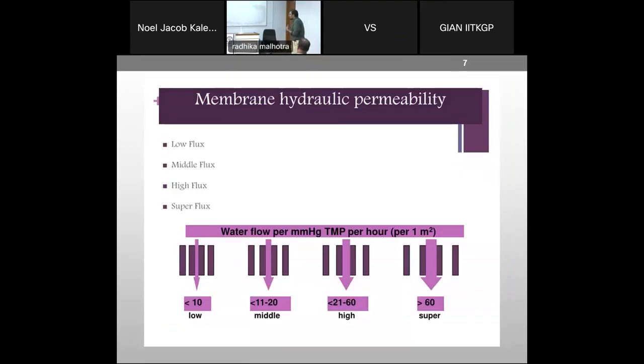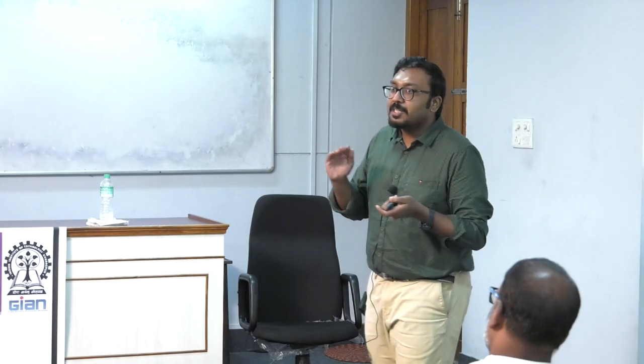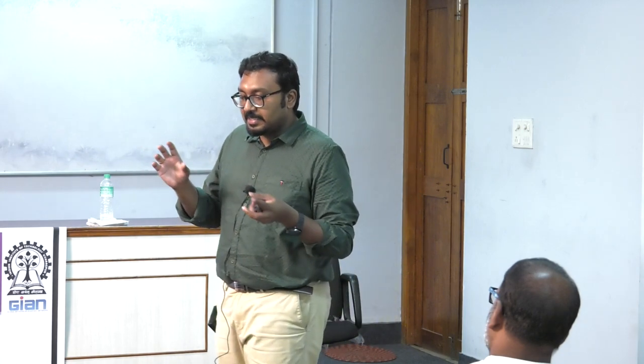Okay, so for these membrane modules that you see, you have something known as the hydraulic permeability. What is hydraulic permeability? Basically it is the water flow per mmHg of transmembrane pressure per square meter. Here the pressure is noted in millimeters of mercury rather than in PSI, because the pressure ranges in the systems that control hemodialysis are very small. Somewhere between 200 to 350 mmHg is the range of pressure that can be applied for an adult person.